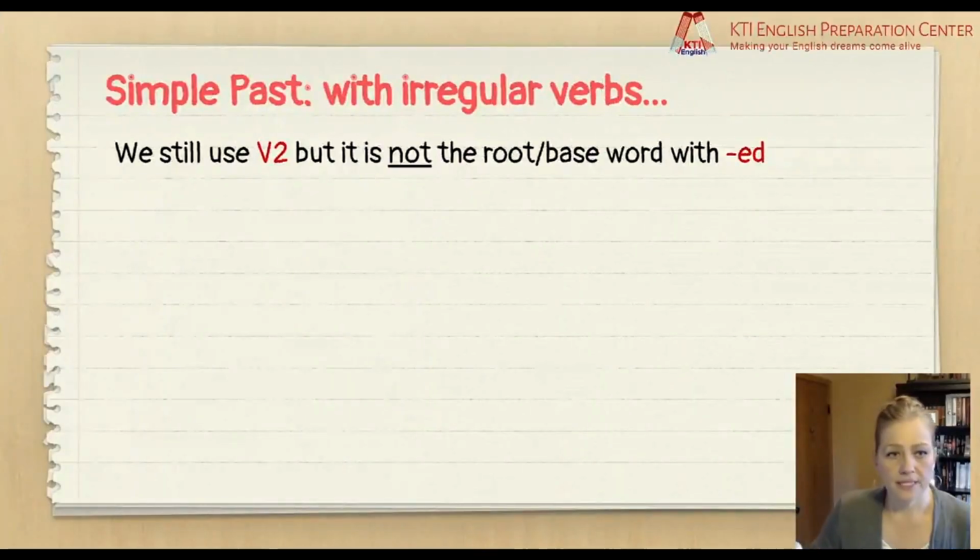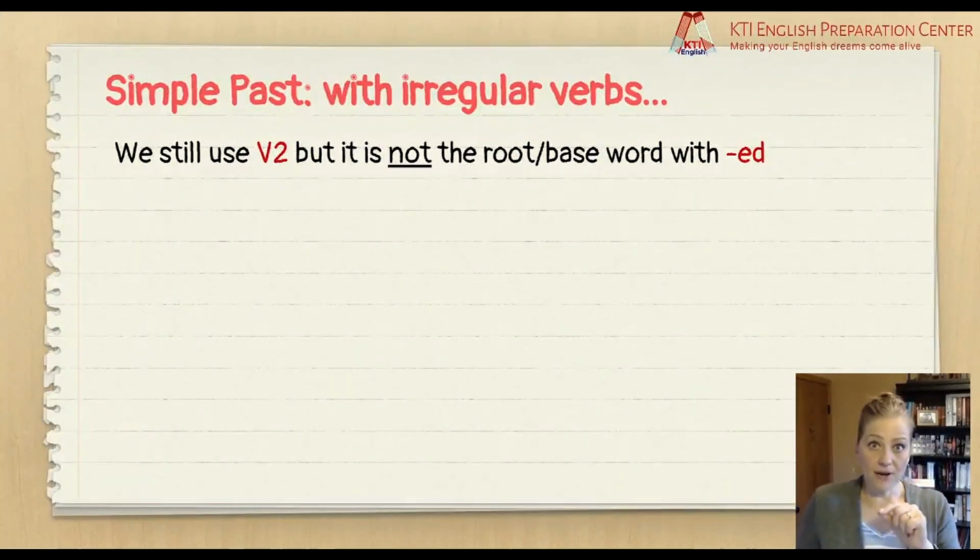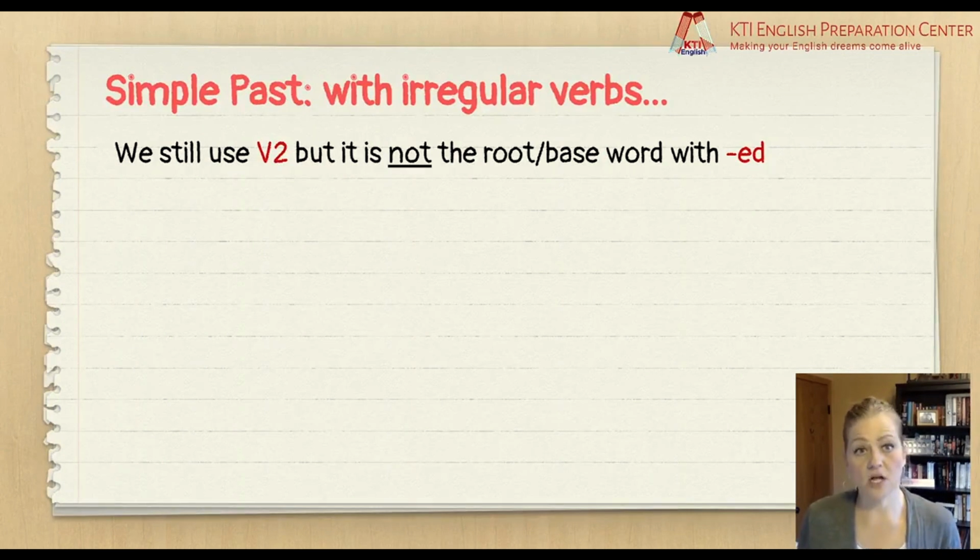So three different forms. You've got verb 1, or the base verb, verb 2, and verb 3, but they don't follow the same rules. Okay, let's go back. So, simple past with irregular verbs. You just have to know that verb 2 form. It's not going to be ed added to the end of it. Okay, so it's a little trickier.